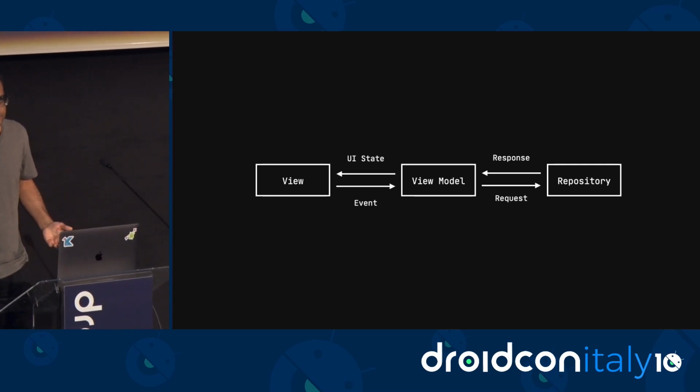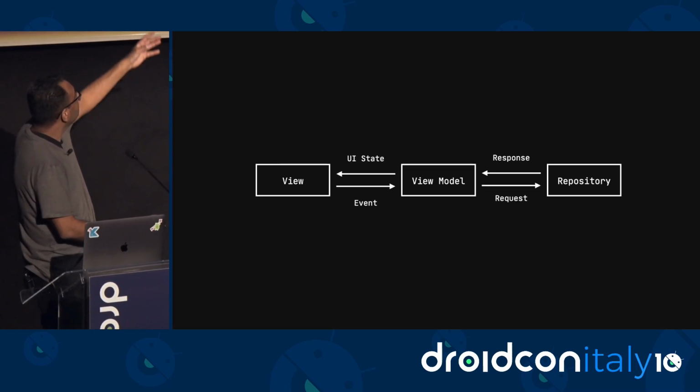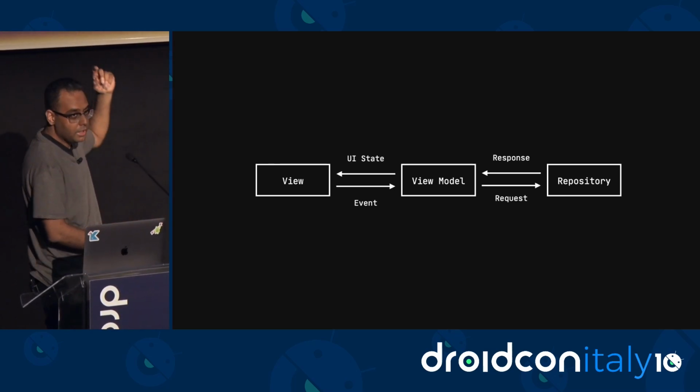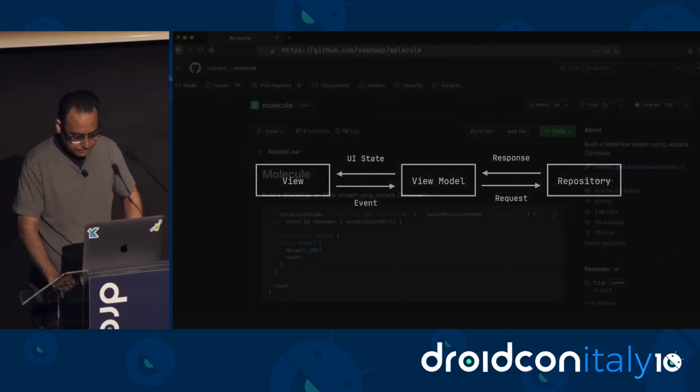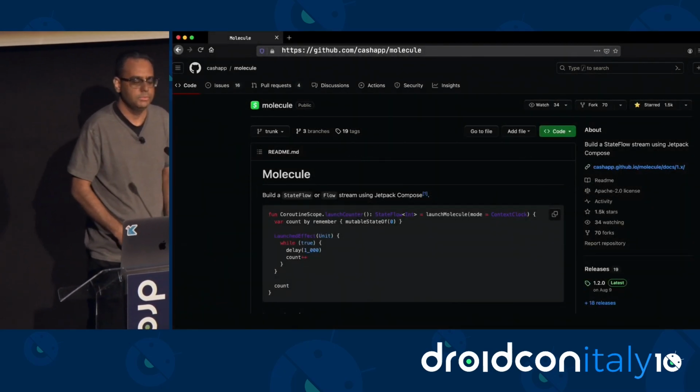I'm sure you guys use state flows. You could set up a state flow, you push that, the view model pushes it, and the view listens to that, right? How do you do that? Well, one way you could do that is to use Molecule.